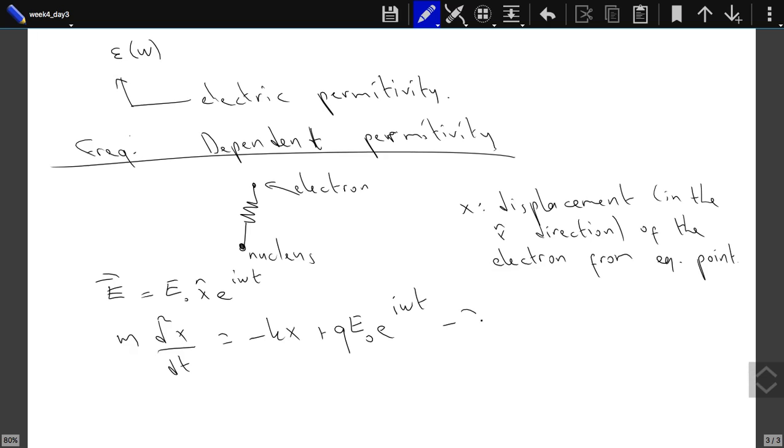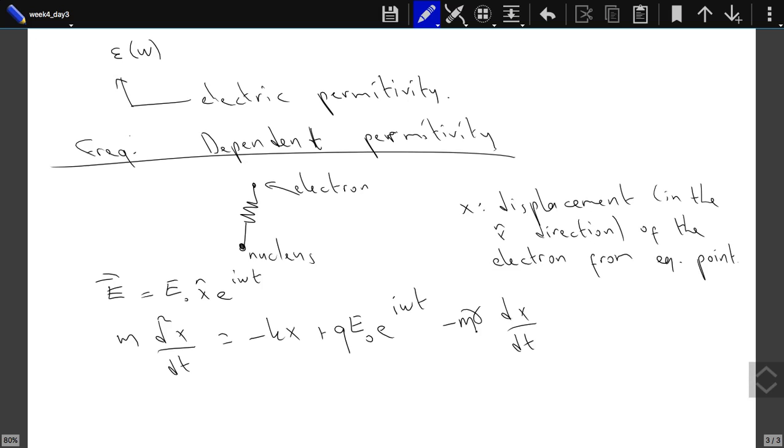And we might have some dissipation. As the electron is moving, it will lose some of its energy. The energy can go to other electrons, other nuclei, they can collide, etc. So let's just model this dissipation by a simple velocity-dependent damping term. Let me put the mass also over here. So this will be basically the equation governing the motion of the electron.